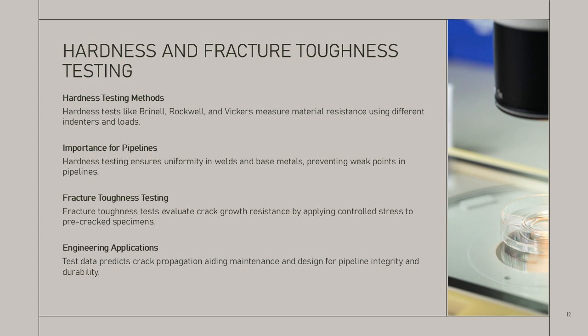Fracture toughness testing evaluates a material's ability to resist crack growth under stress, which is critical for pipelines operating under fluctuating pressures. This test involves introducing a pre-crack in a specimen and applying controlled loads until failure occurs. The resulting data helps engineers predict how cracks will propagate in real-world conditions, guiding maintenance and design decisions. Together, these tests provide insights into material durability and reliability, forming a cornerstone of pipeline integrity management.